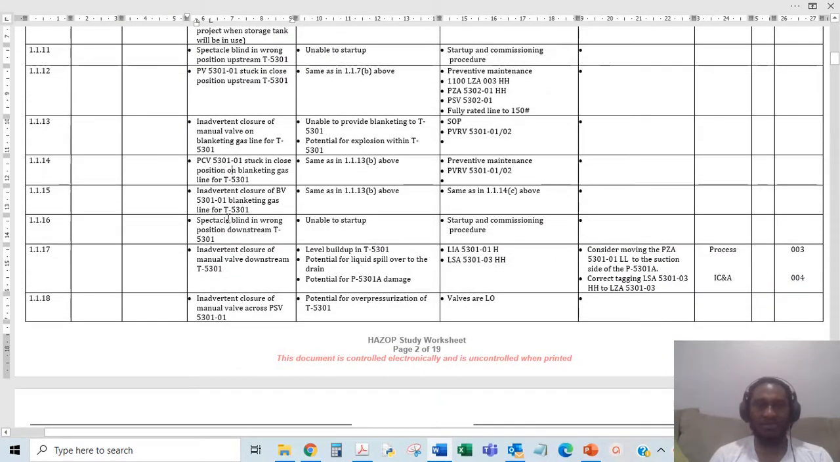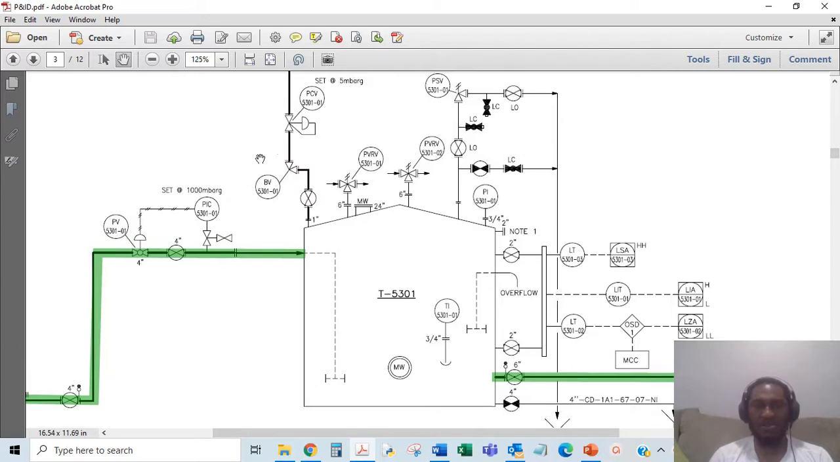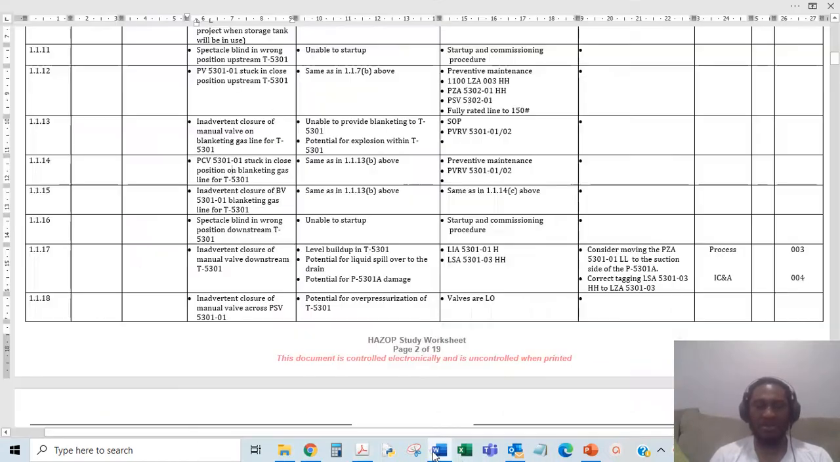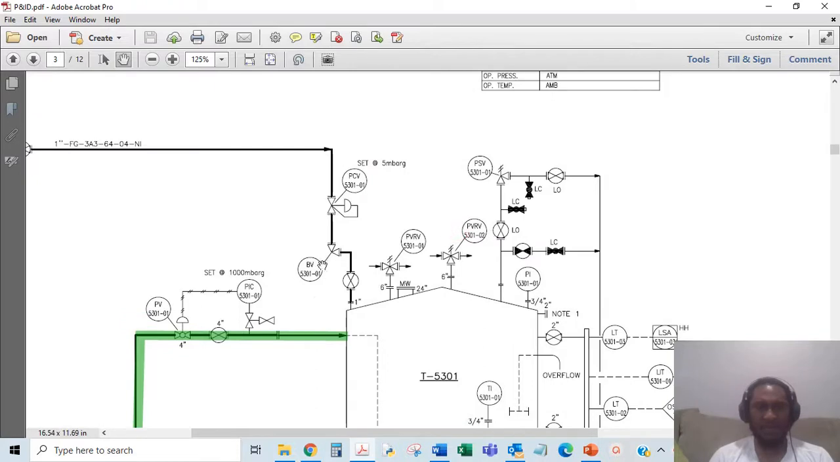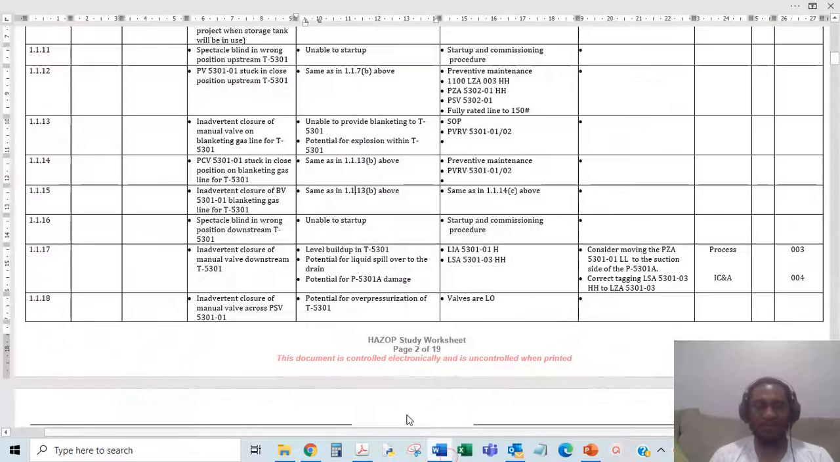Then PCV 0101 stuck in closed position on blanketing gas line. So that's this here. If it's stuck in closed position, just like this PCV stuck in closed position, you could have a problem there. So same as above, preventive maintenance, and you have the two PVRVs there for protection. Inadvertent closure of BV5301 on the blanketing gas line. Where's that BV? Okay, this. So you also have this BV5301 causing a no flow in the system. Same as above, it's all on the blanketing line.